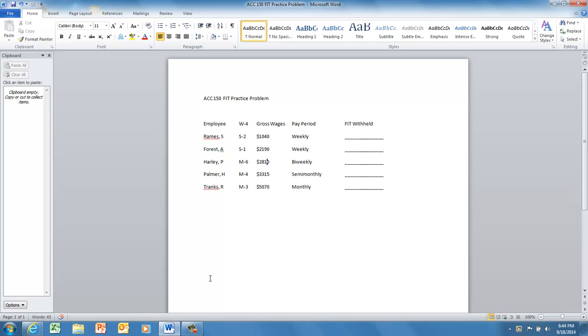And so here we have a list of various employees, what their W-4 shows as far as the marital status they're claiming and how many allowances, and their gross wages and how long their pay period is. So we're going to go through and figure each one of these that can be figured through the wage bracket method. Then the ones that can't, that need to be figured by the percentage method, we'll take a look at that in the second YouTube.